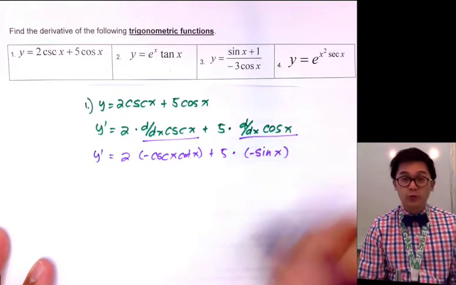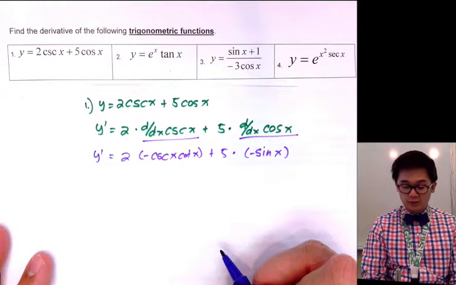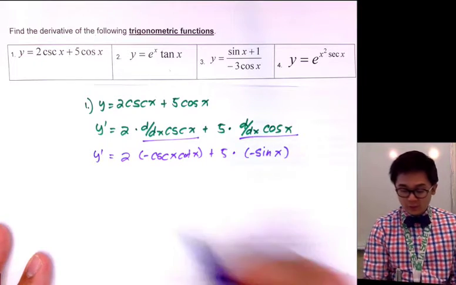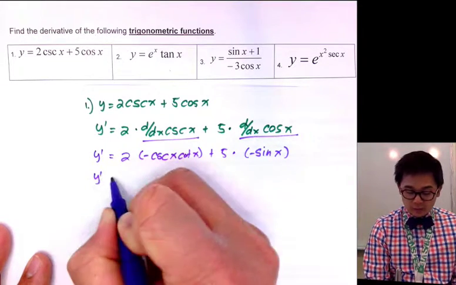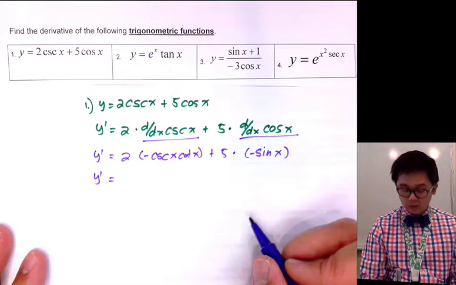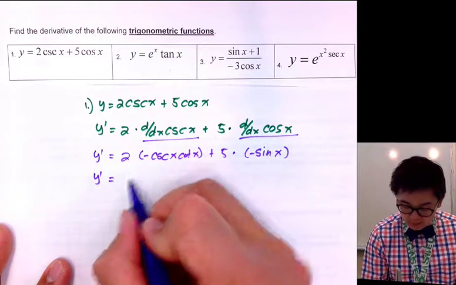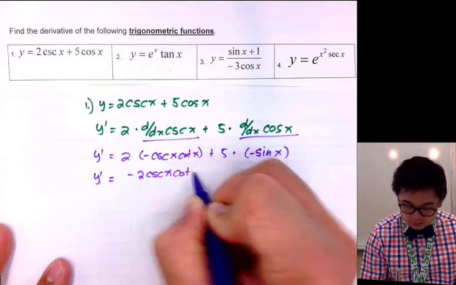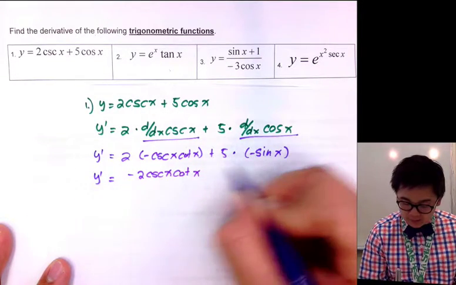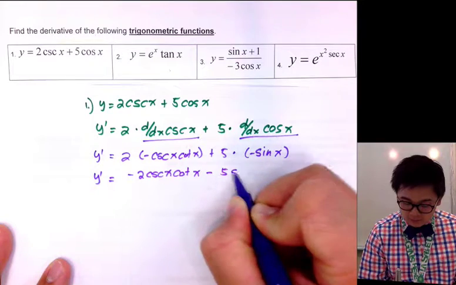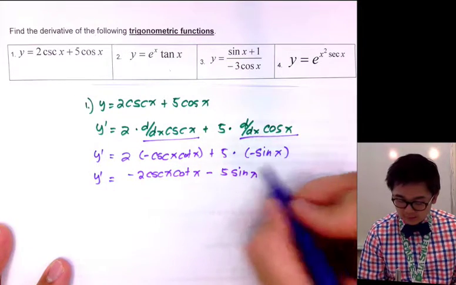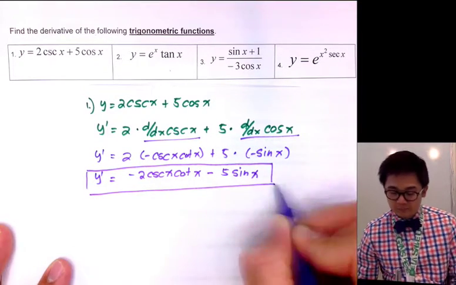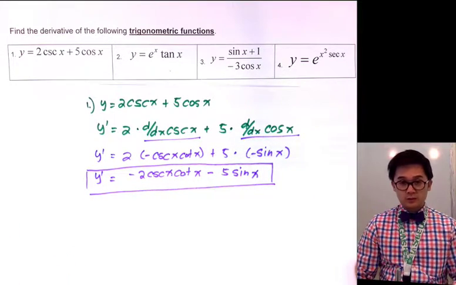So you need to know your formulas for the derivatives of the trig functions so you can easily solve derivatives like this. Now that we have found the derivative, all we have to do is simplify our answer, and we'll end up with negative 2 cosecant x cotangent x, and positive times negative becomes negative 5 sine x. So this is our answer for the first derivative.